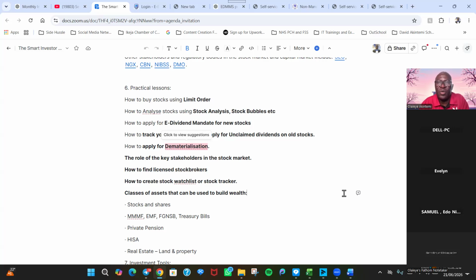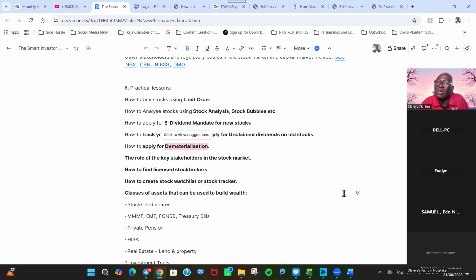You cannot even give instruction because you don't have a stockbroker. You have to register with a stockbroker first. So that is what I did. I registered with Stanbic. Then I told Datamax, transfer my shares to Stanbic. And that is what is called dematerialization. You are making your shares to now be transferred to a stockbroker, which means you can now manage that stock by yourself. You can sell part of it and you can buy more.